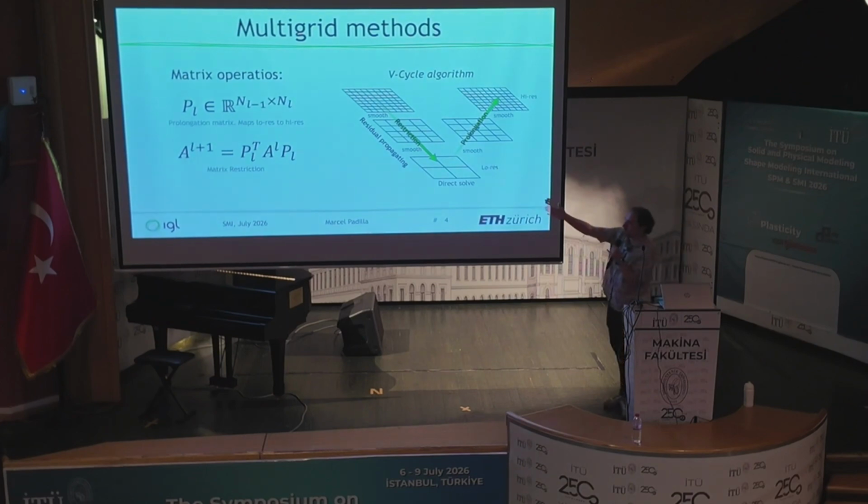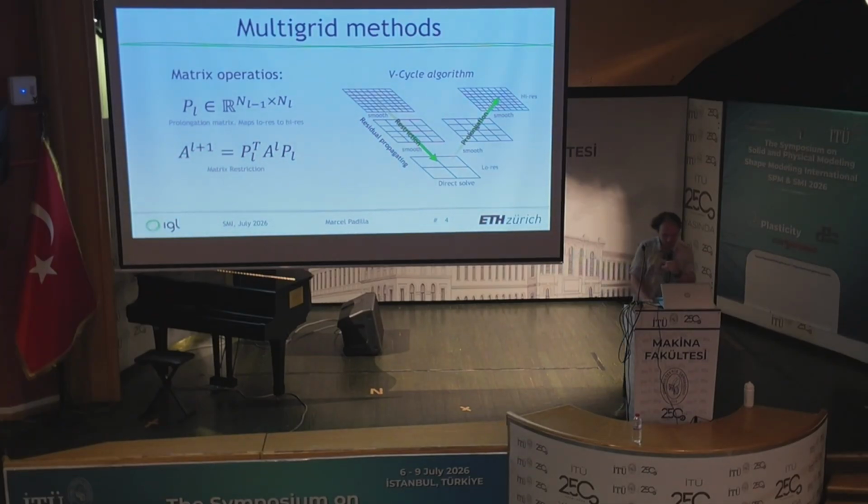And if you take the original matrix system, you can just put a prolongation matrix on the left and on the right. And then you're reducing your big matrix to a smaller space. And then you can continue working on that. And you do this for every level.